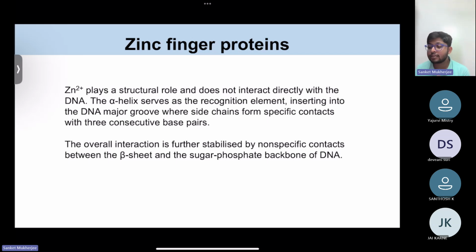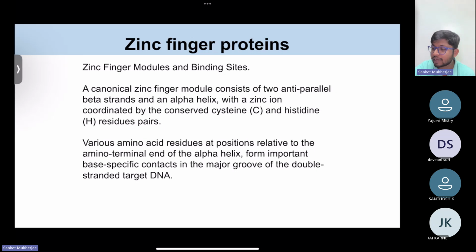The alpha helix serves as a recognition element, inserting into the DNA major groove, where the side chains make specific contact with three consecutive base pairs. The overall interaction is further stabilized by non-specific contacts between the beta sheet and the sugar phosphate backbone.